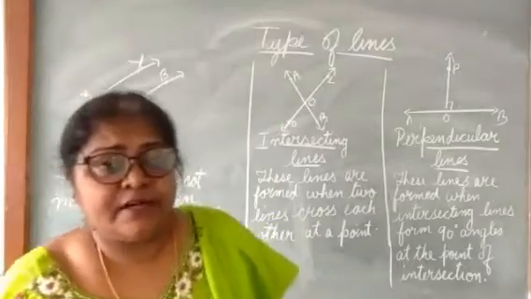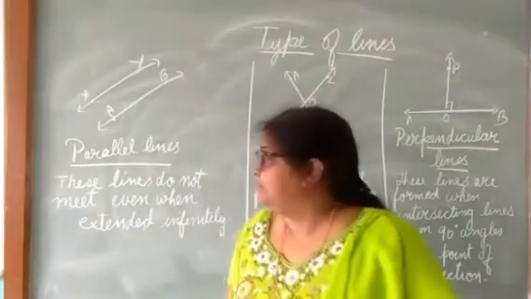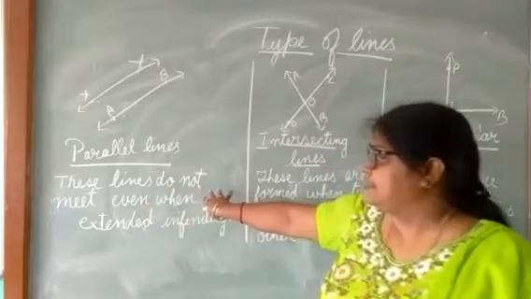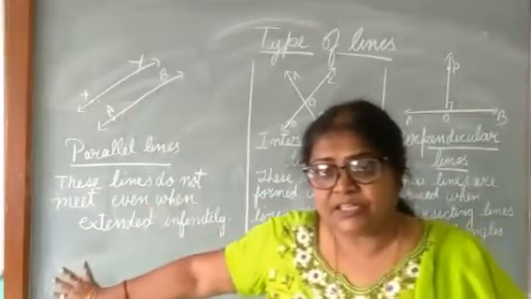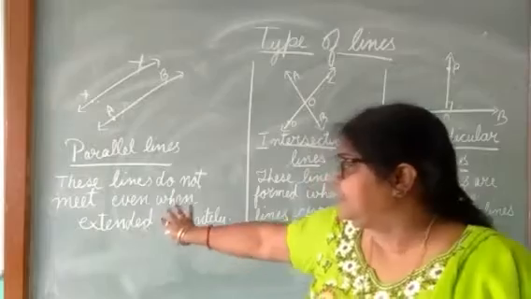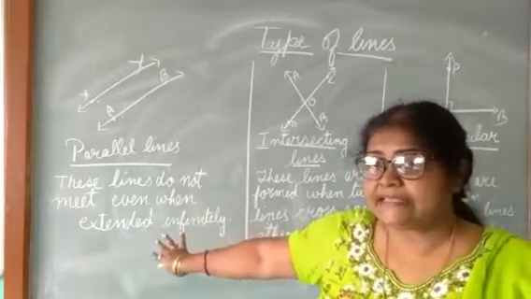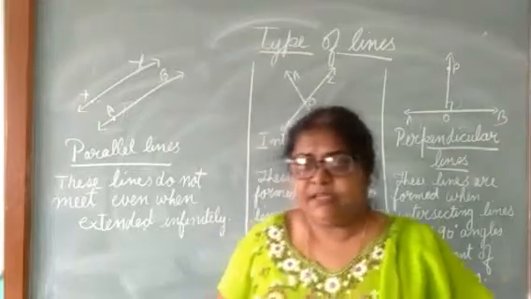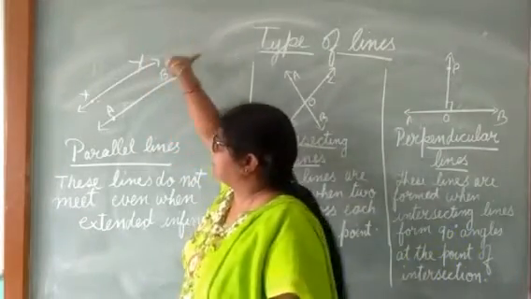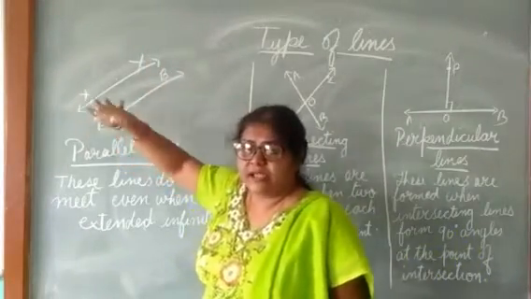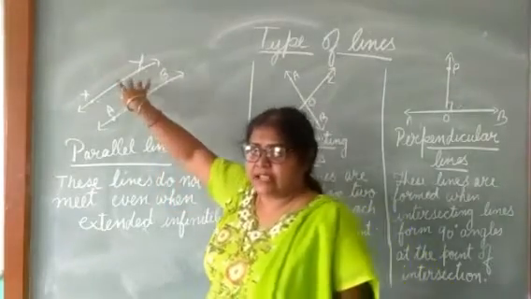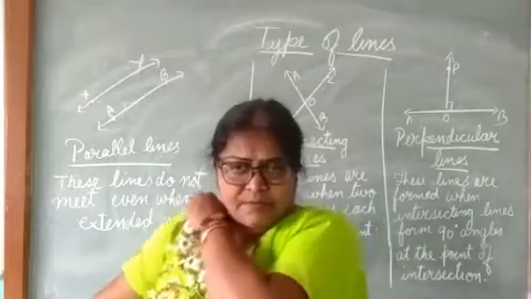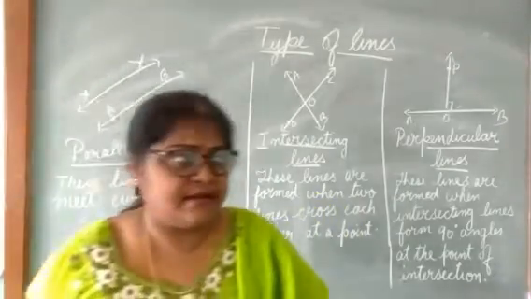In parallel line, you are seeing that these lines do not meet even when extended from both the sides. They will never meet. If they are extended from both the sides, these two lines will still not meet. This type of line is known as parallel line. Understood?